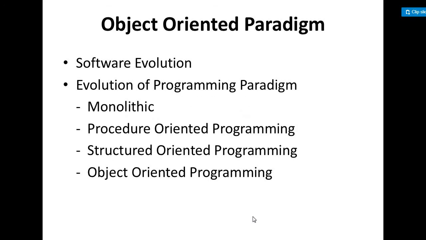So first, the object-oriented paradigm. First we discuss software evolution, then evolution of programming paradigm: monolithic programming, procedure-oriented programming, structure-oriented programming, object-oriented programming. So this is the hierarchy of programming languages, how they evolve from one to another.